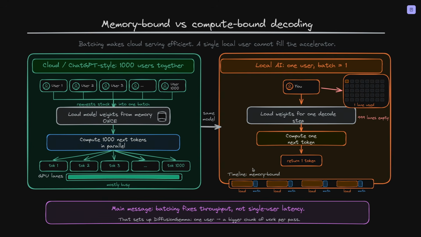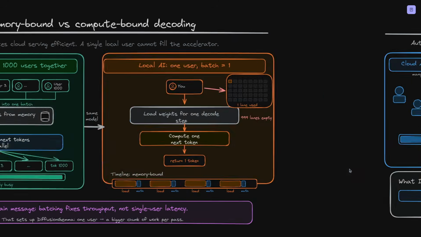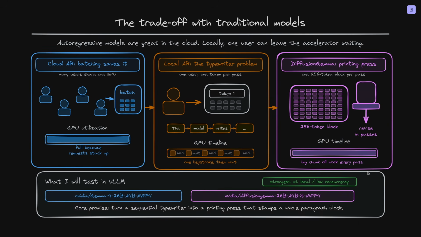And this is where Diffusion Gemma could become interesting. This slide shows the trade-off. On the left, we have cloud autoregressive inference. This is the happy case for normal LLMs because we have many users that share one GPU, and then the inference provider is becoming rich. The model generates one token per user, but because we have many users, we batch them together, so we have full utilization of the GPU.